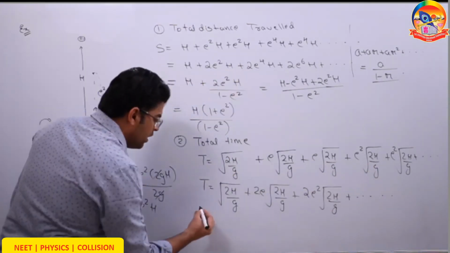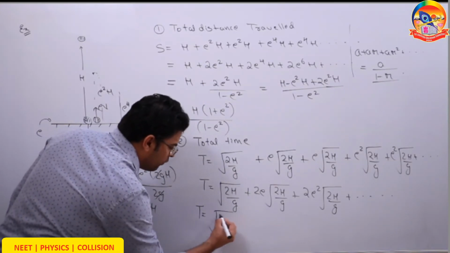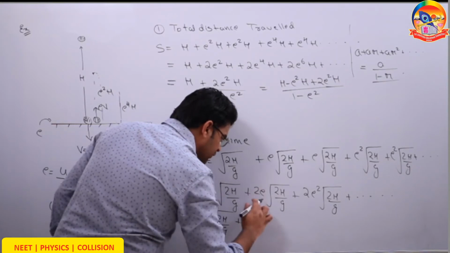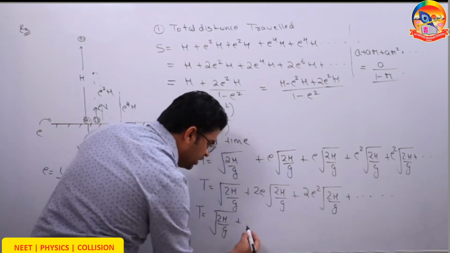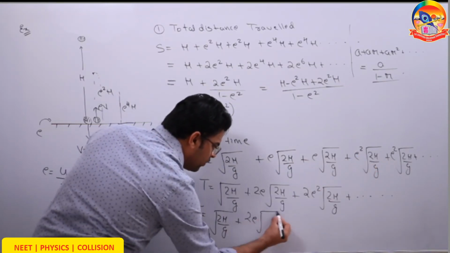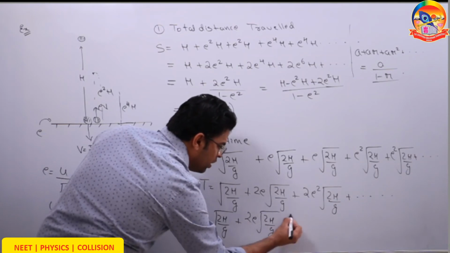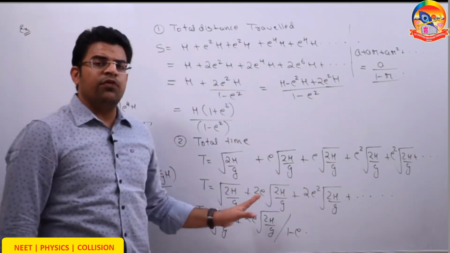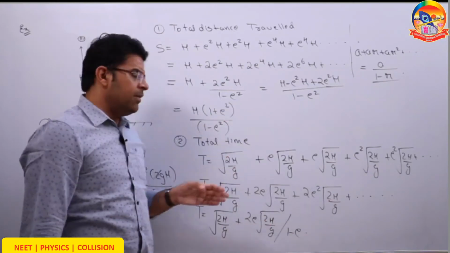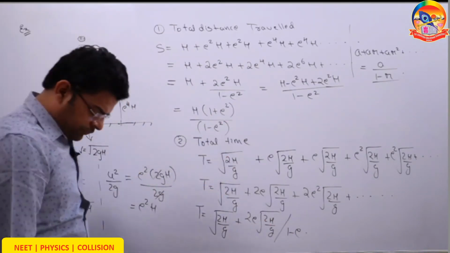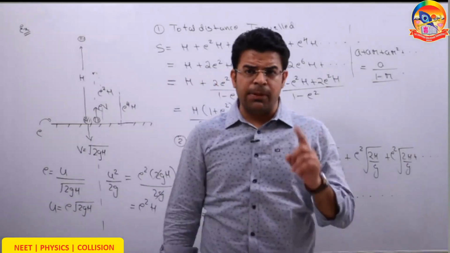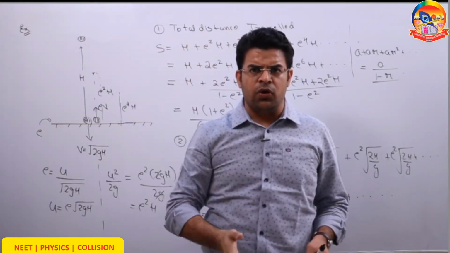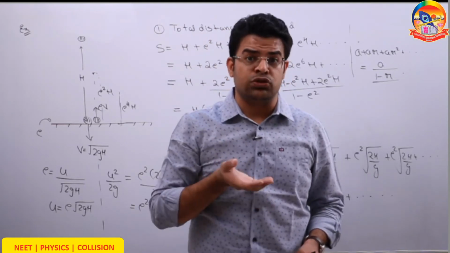In the same way, keep apart the first term, root of 2h by g, and taking the next term as the first term, write the sum of this GP: you get 2e root of 2h by g upon 1 minus e. Finding this sum, you can find out the overall time taken by the ball to come to rest. One more thing, just remember that when you release a ball from a height h, after falling on the ground, it bounces back to a height e square h.